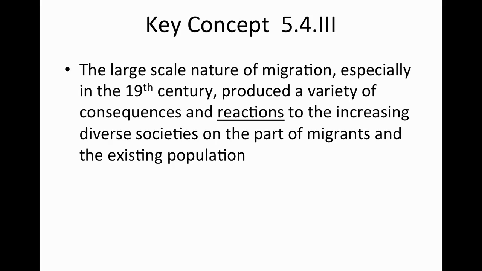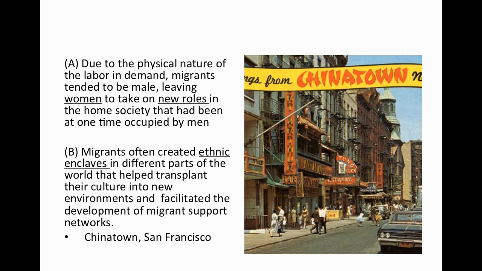All right, key concept 5.4.3 states the large nature of migration, especially in the 19th century, produced a variety of consequences and reactions to the increasingly diverse societies on the part of the migrants and the existing population. So now we're focusing on the growing nativism, racism, and discrimination, and how certain gender roles changed. A great example of that would be as more men left to the Americas or to Africa or wherever, women in the home were taking on new roles. We saw that in China, right? As Chinese migrants left, women kind of were given more opportunity. Maybe not politically, but they were maybe taking on more roles outside of the home.